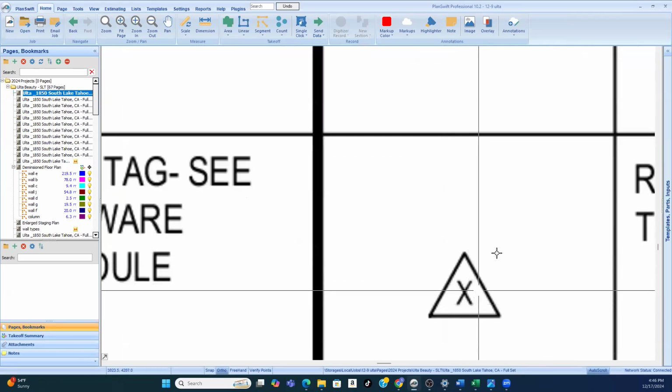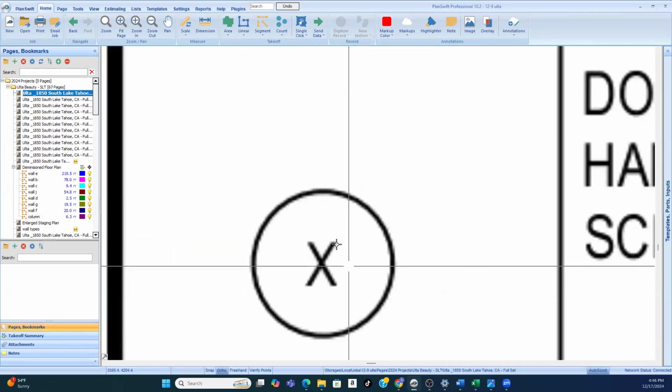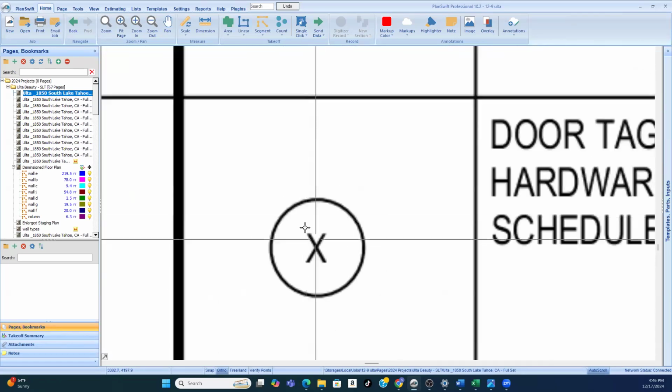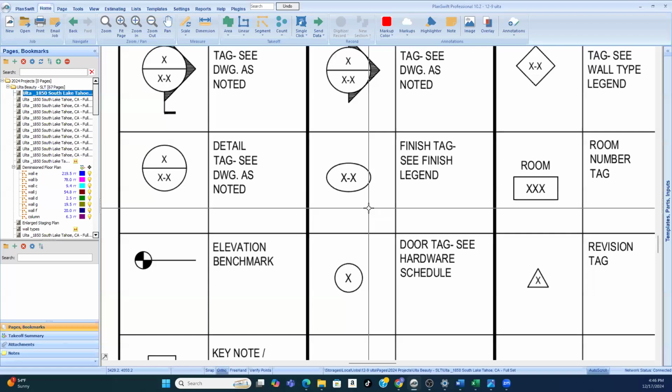Revision, of course, is always a triangle. Doors, whether it's a new door or even an existing door, are in a circle with a number. All the doors are numbered. So if you have 1 million doors in a project, you're going to have a door schedule with 1 million doors from 1 to 1 million, even if they're all the same door. Keep that in mind because they treat windows differently.